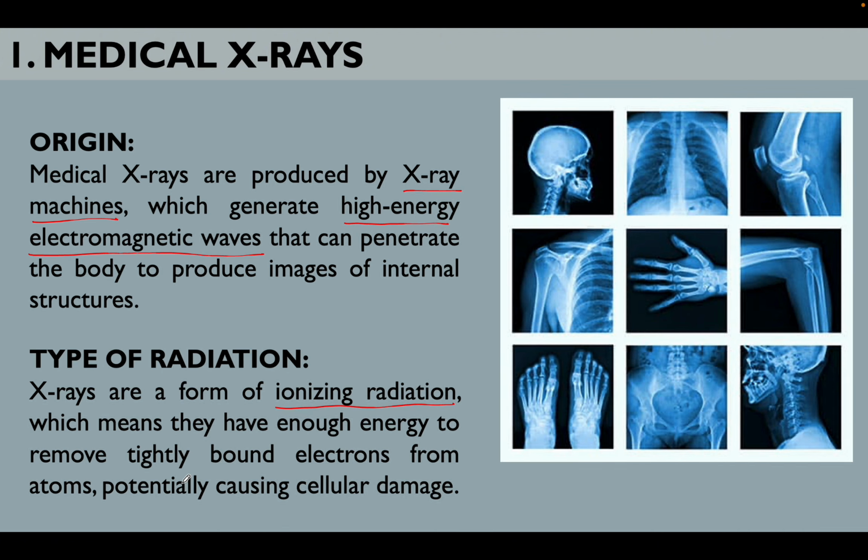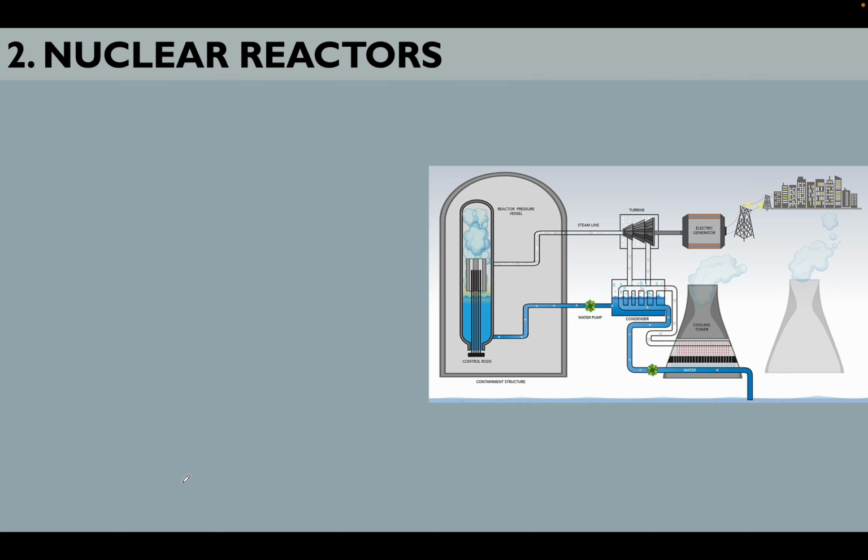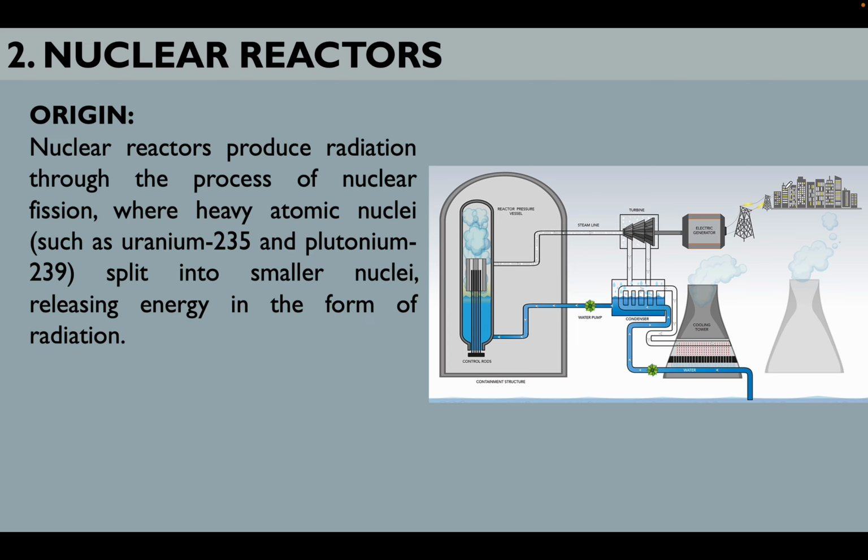Now let's proceed to the second one. The second one is the nuclear reactor. Here we have a figure of how a nuclear reactor functions and how it reaches the houses, the buildings, and so on. Nuclear reactors produce radiation through the process of nuclear fission, where heavy atomic nuclei such as uranium-235 and plutonium-239 split into smaller nuclei, releasing energy in the form of radiation.